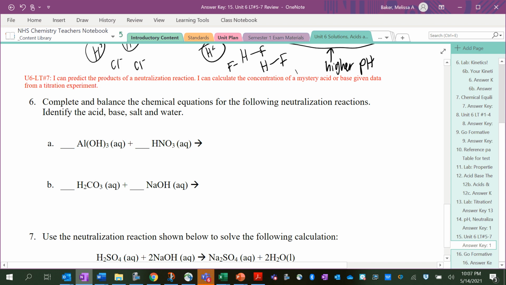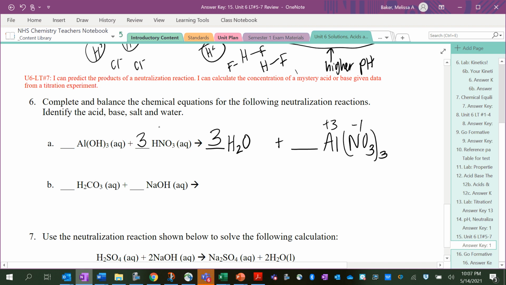Okay, last learning target, I can predict the products of a neutralization reaction. I can calculate the concentration of a mystery acid or base given data from a titration experiment. So we know always that we make water, and then what else is left over? Aluminum's got a +3 charge. Nitrate has a -1 charge, so this will form Al(NO3)3. And then this is not balanced. We need a 3 in front of the HNO3. That's 6 H's, and we need a 3 here.